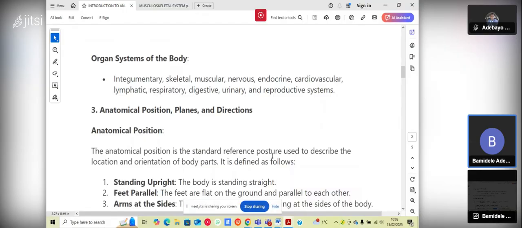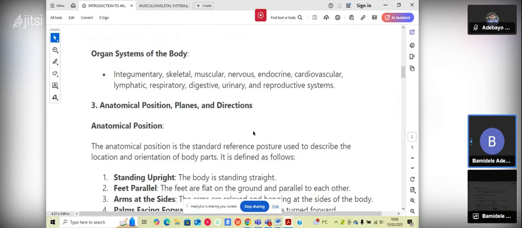So this is just a recap. The organ systems of the body, the common ones that we know: the integumentary system, the skeletal system, the muscular system, the nervous system, the endocrine system. All of this makes up a human body. You cannot be a person without all of this. All of these are very important in making you up as a complete human body.